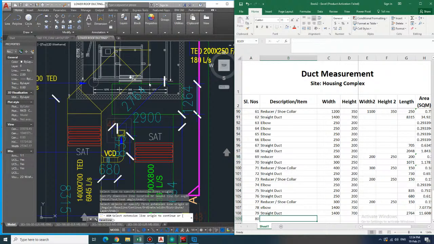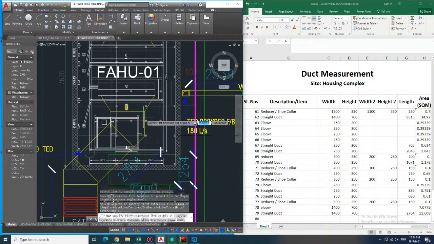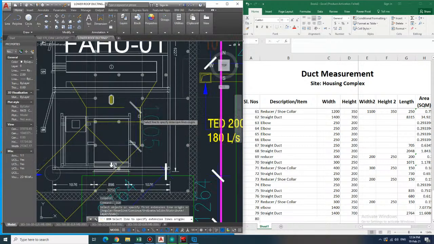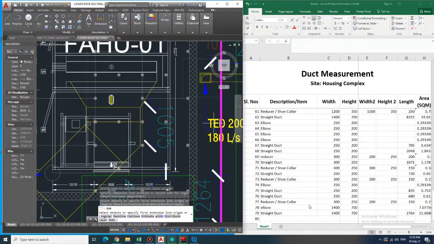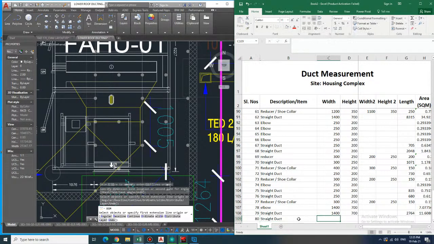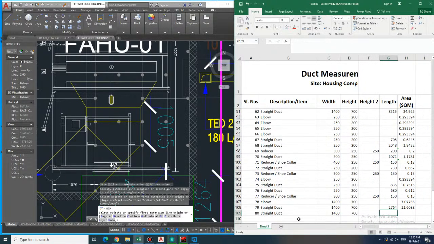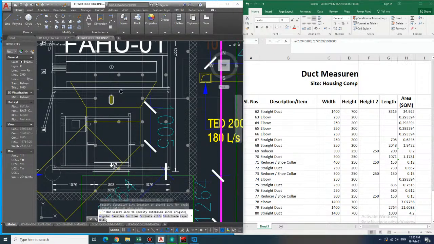Then again going to the straight duct around. We consider this upper portion also, because we consider a single elbow, so we need to consider an extra duct also. So I consider this much length for that straight piece, 1 meter length. Again 1400 by 700, 1 meter. So the straight duct equation, 4.2 square meter will come, and there should be one reducer.